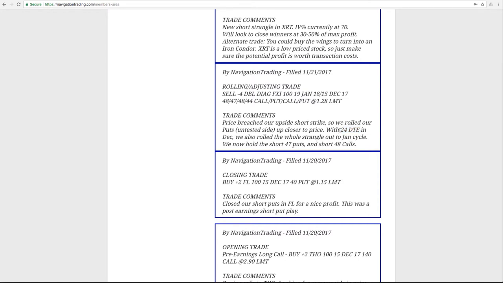In this case, there's 24 days to expiration, and since we are rolling our puts up, we decided just to go ahead and roll those out to January, and so now we hold the 47 puts and the 48 calls. So there's no reason to roll the puts up and just hold them for another 3 days and pay another commission and roll them again. So we just rolled the entire spread out to January.